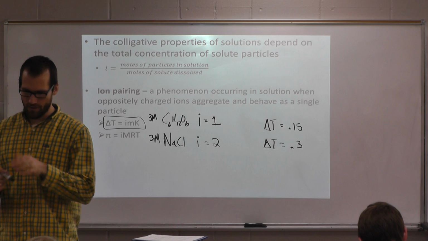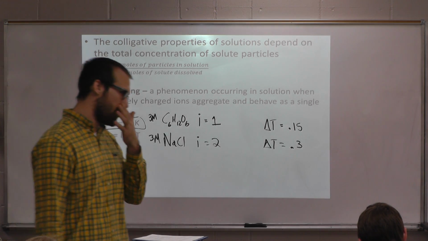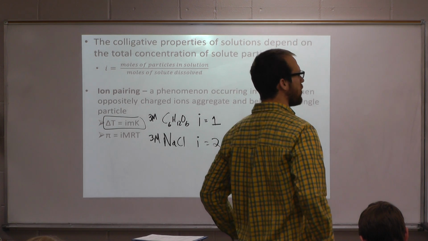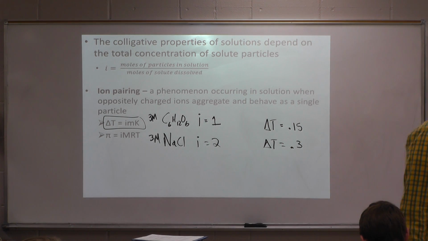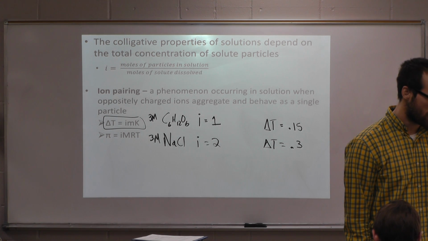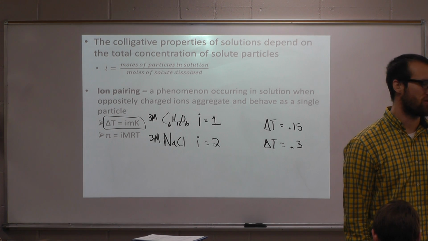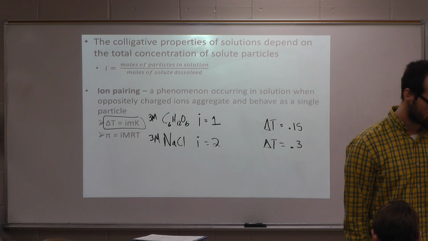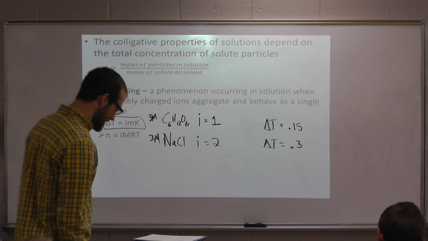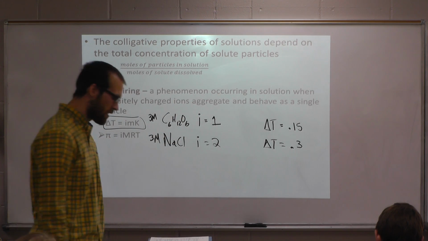What they found out is the boiling point elevation when you put sodium chloride in versus glucose is about 1.87 times greater. So close to 2, but not quite 2. Okay? So they had to come up with, okay, why would this be the case? And the answer is ion pairing. So here's what basically ion pairing is.